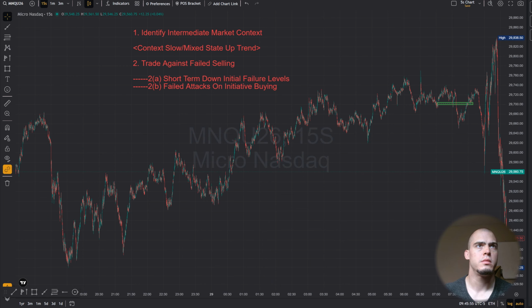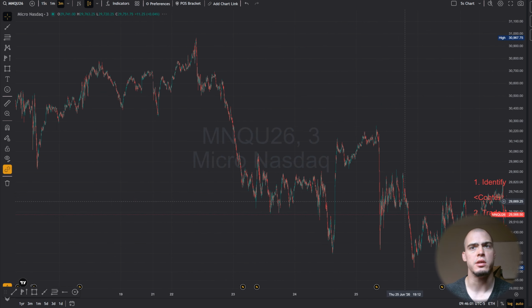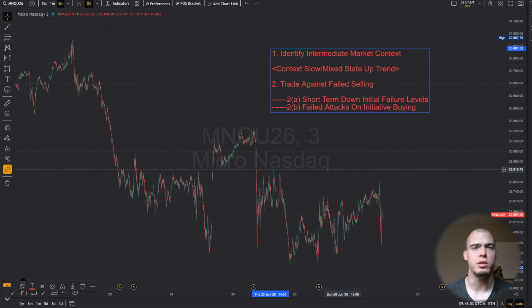So one more time to review this. Identify the intermediate market context. How do we do that? We go to a longer term time frame. Look to see where the trap traders are. Here there's trap sellers against trap buyers. So that gives us the context of a slow mixed state uptrend because the market is making new highs.